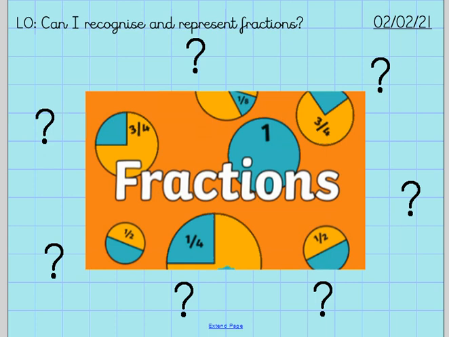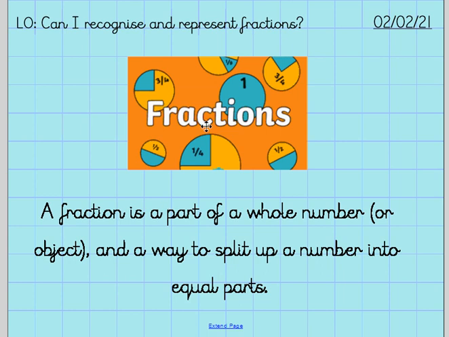What do fractions show? Okay. So a fraction is a part of a whole, essentially. A part of a whole could be a number or an object, and they have to be split into equal parts. So fractions are about splitting things into equal amounts, equal parts. There's a really close link between fractions and division, which we've just been looking at. So it's a really, really great way to think about it.